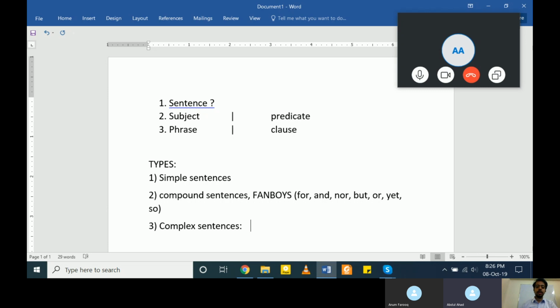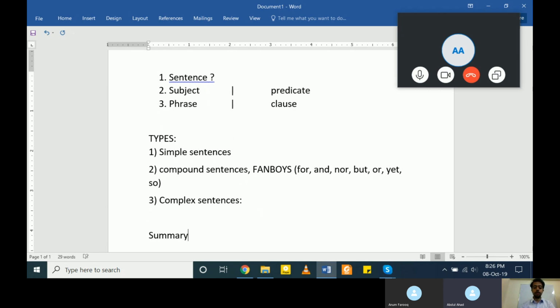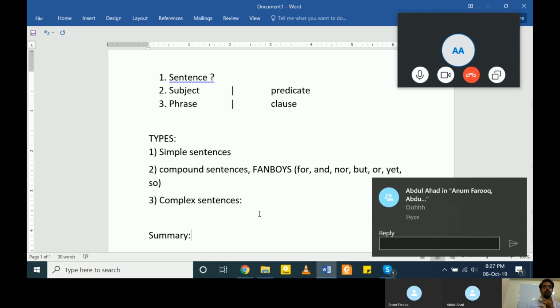Now I'm going to sum up. First of all, we discussed subject and predicate. It was important for the concept. Second, the difference between phrase and clause. You all know it. Third, types of sentences. In types of sentences, what did we discuss? Firstly, we discussed simple sentences. Secondly, we discussed compound sentences with examples. And finally, we discussed complex sentences. So that was it about the types of sentence structures.